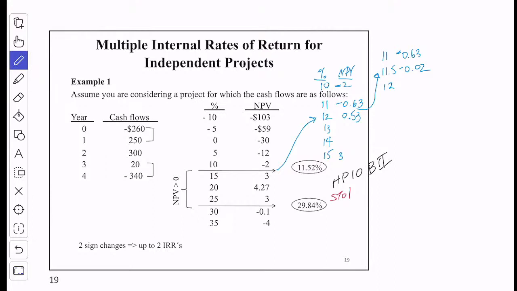So if I do this, this becomes a positive here. So now I got to iterate between these two. So then I go 11.5, 11.55 and 11 and 12, I guess. So you just keep on doing the same thing and getting closer and closer. HP 10B2 is the calculator I'm talking about.